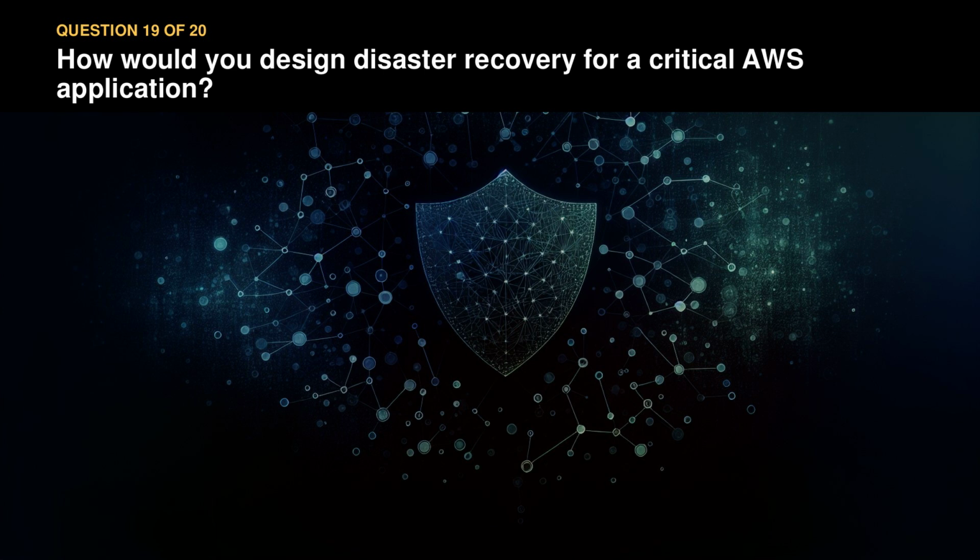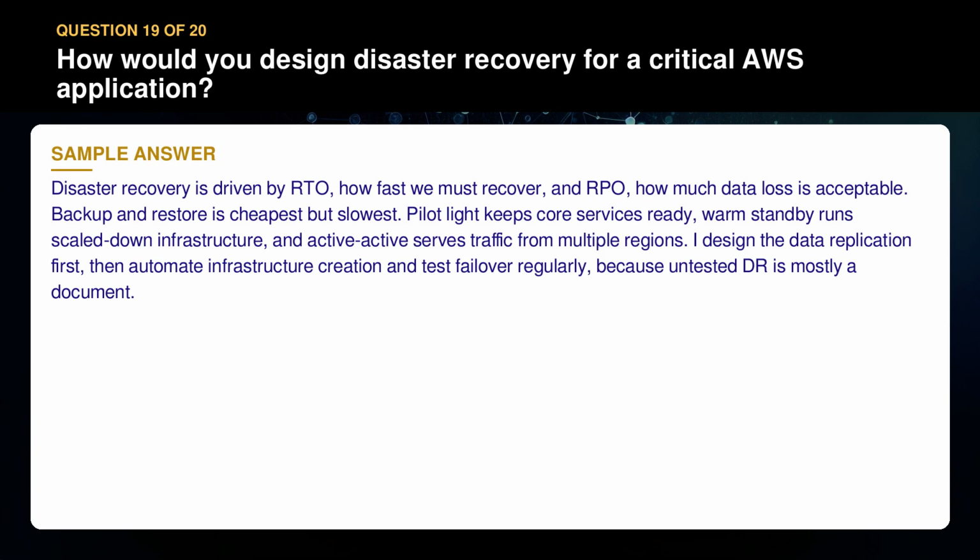Question 19. How would you design disaster recovery for a critical AWS application? Disaster recovery is driven by RTO, how fast we must recover, and RPO, how much data loss is acceptable. Backup and restore is cheapest but slowest. Pilot Light keeps core services ready. Warm Standby runs scaled-down infrastructure, and Active serves traffic from multiple regions.